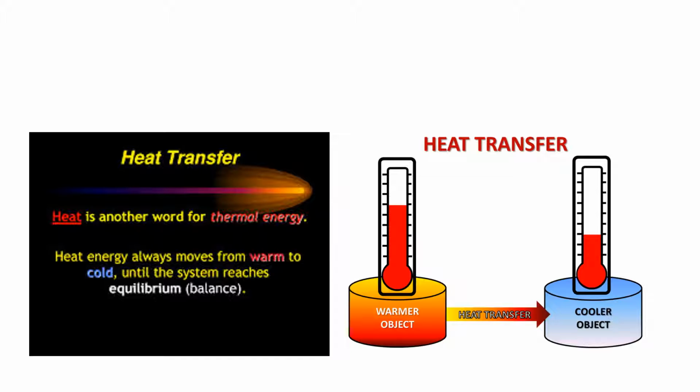Heat is a form of energy that is caused by the movements of atoms and molecules in a substance. Heat transfer occurs when the atoms and molecules collide. When the molecules collide, some of the energy from the faster moving molecules is transferred to the slower moving molecule. Heat transfer only occurs from warm to cold.